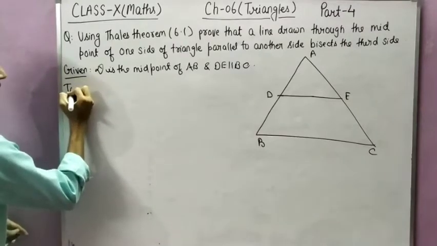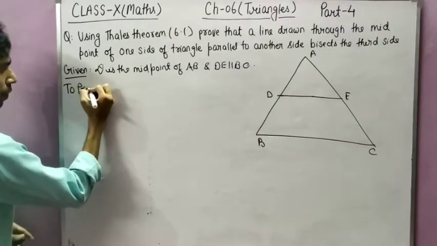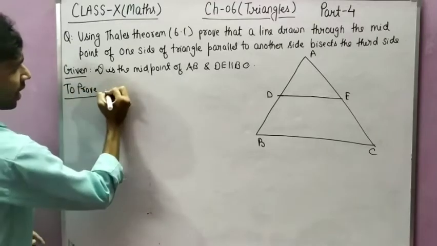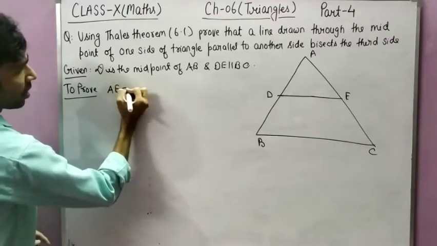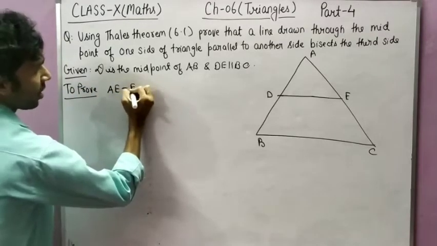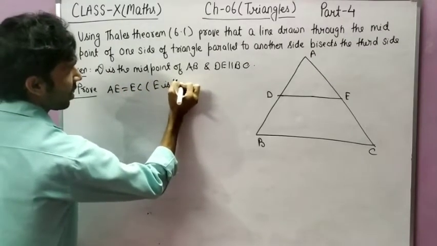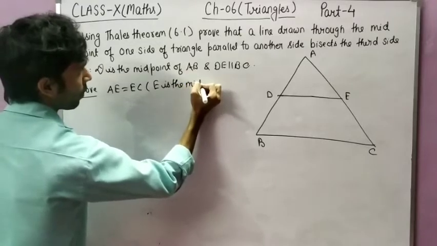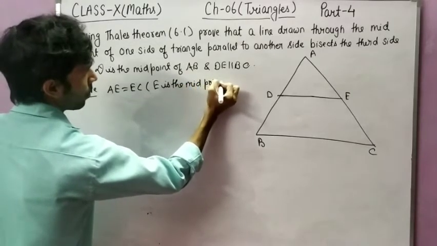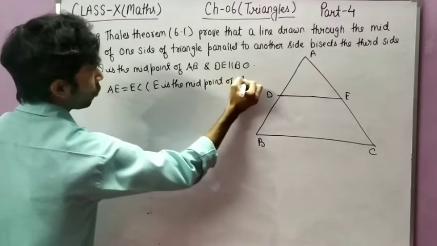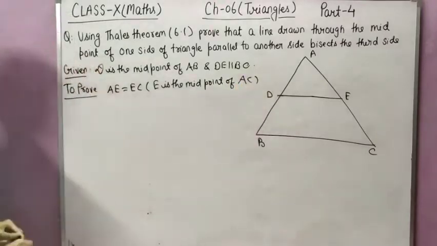So in "to prove", what will we write, student? AE will be equal to EC, or you can write E is the midpoint of AC. So using Thales' theorem, this question is very easy, student.